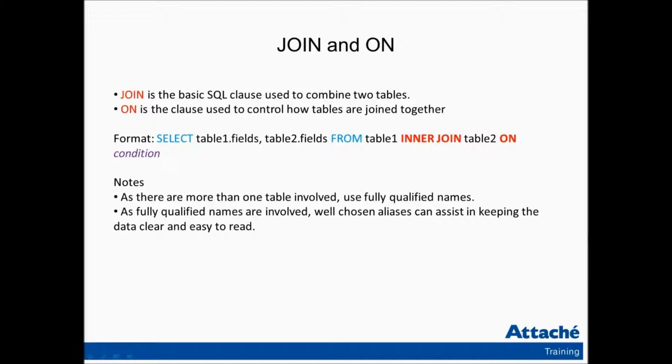I'll talk about the different types of joins, but for now let's stick with inner join. So you have select field names from table 1 inner join table 2 on, and then the conditions that the tables are being joined on. We're using fully qualified names, and if you want, you can throw in some aliases. Let's go through an example.